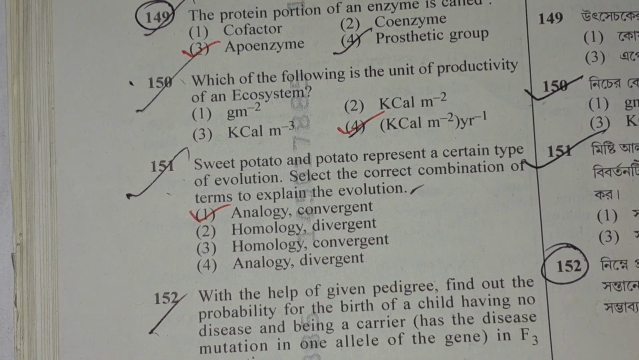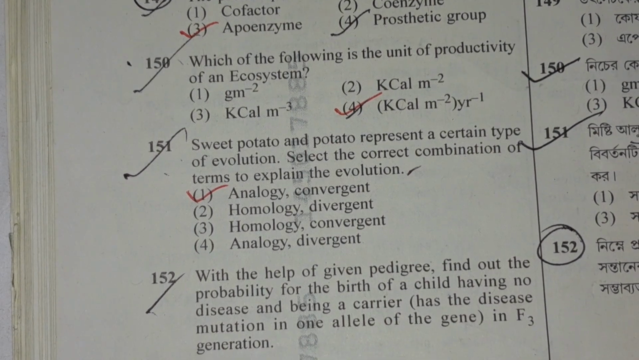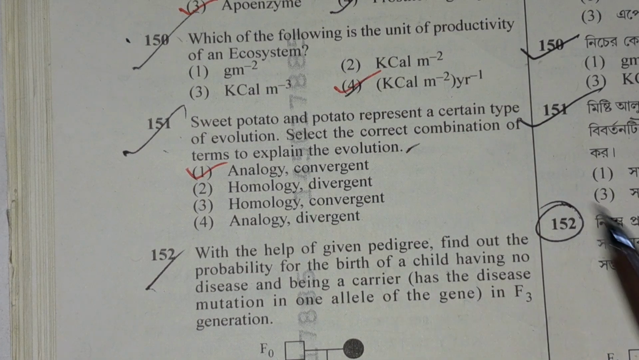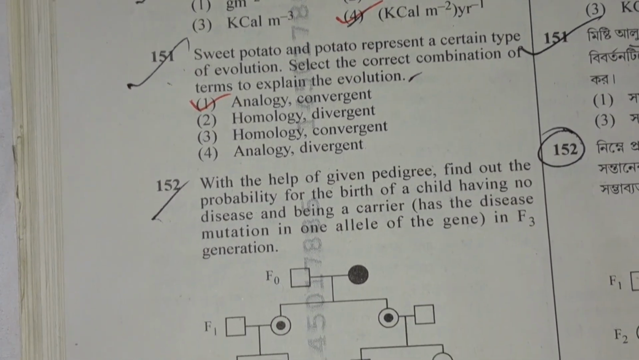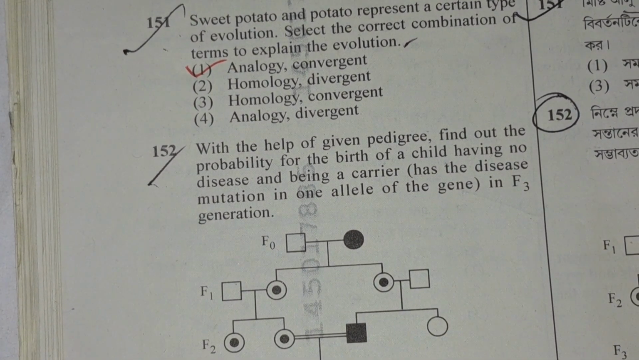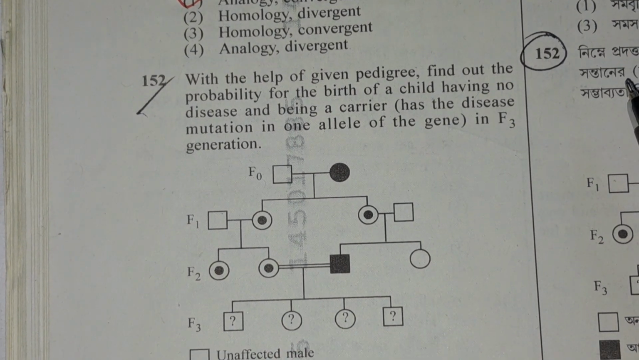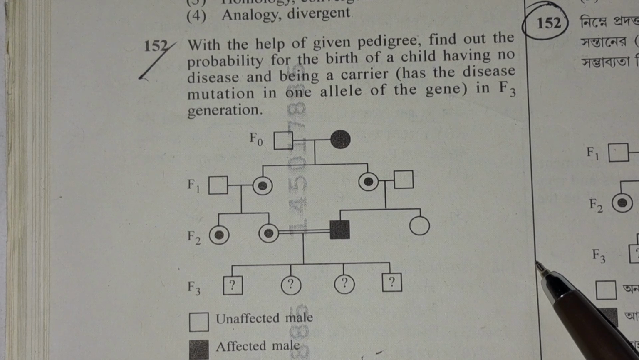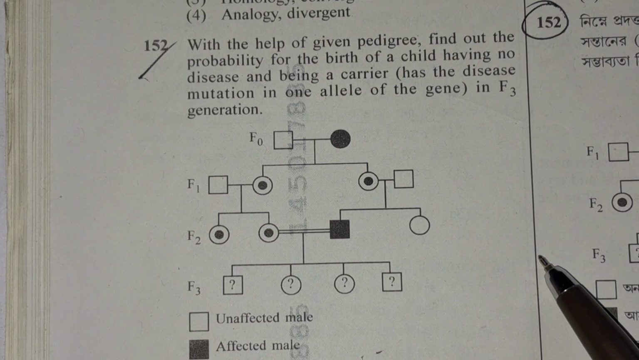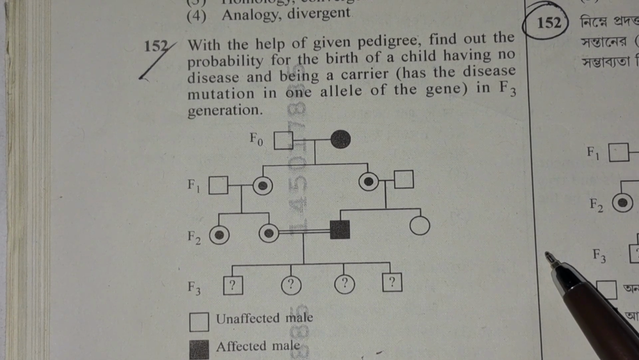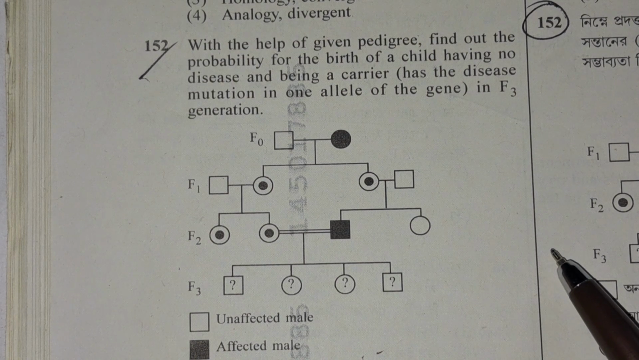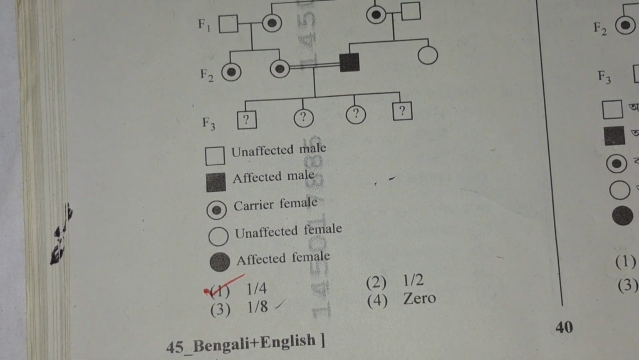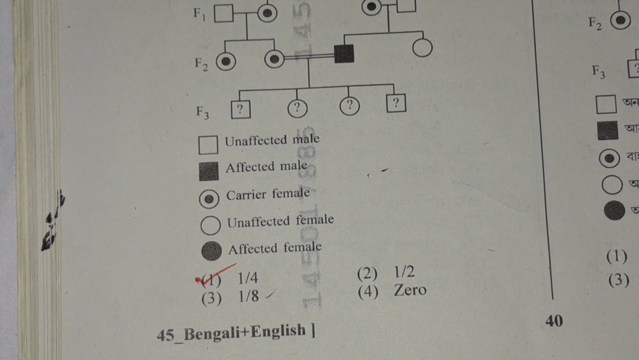Sweet potato and potato represent a certain type of evolution. Select the correct combination of terms to explain the evolution. Analogy and convergent. So right answer is 1. With the help of the given pedigree, find out the probability for the birth of a child having no disease and being a carrier, with the disease mutation in one allele of the gene, in the F3 generation. Right answer is 1 by 4. 1 number option is right.